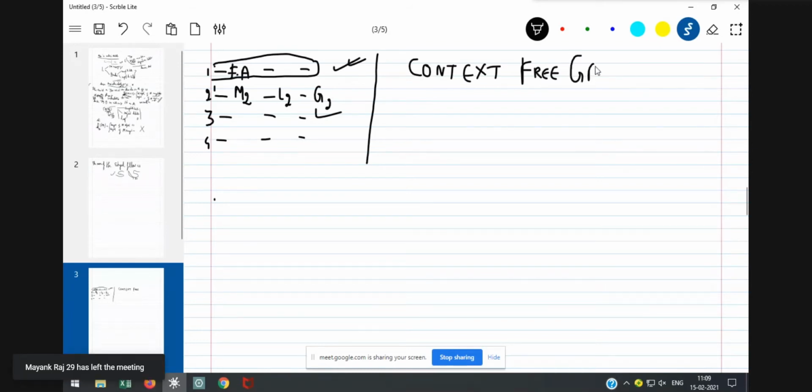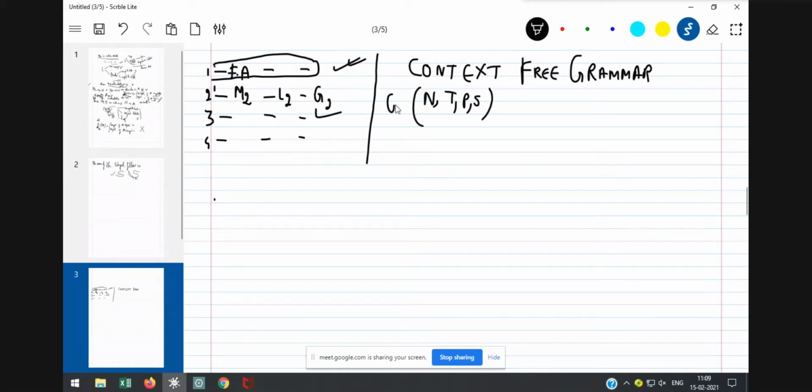The second type is known as context-free grammar. I have already mentioned that the mathematical definition of a grammar is represented by N, T, P, S. We have already seen this in the case of regular grammar also. All the types of grammar will differ based on the production rules. So let me start with context-free grammar.